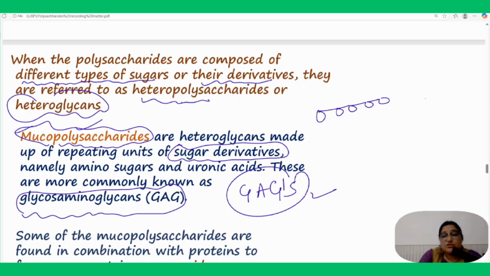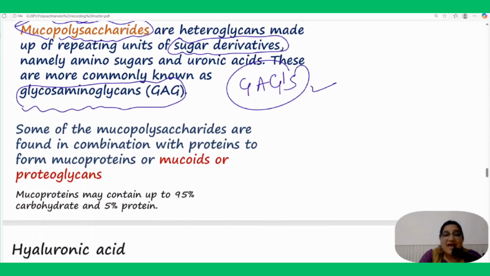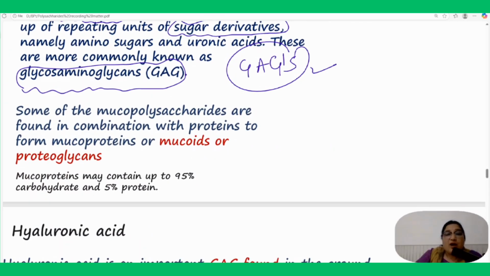And now when we talk about these GAGs, they are also found in combination with certain proteins. All right, and when they form proteins, we say that they are the proteoglycans. And the mucoproteins or the proteoglycans have at least 95% of carbohydrates and 5% of protein residues.